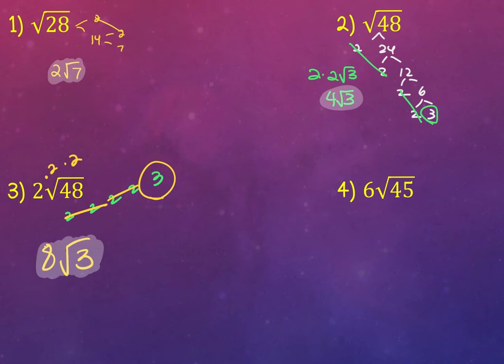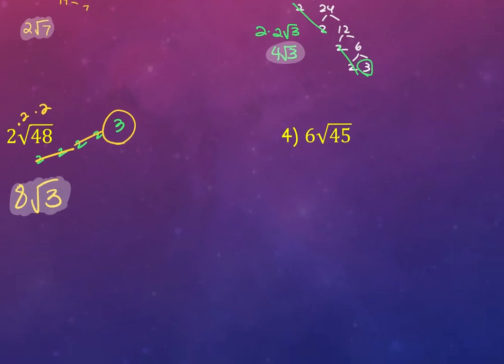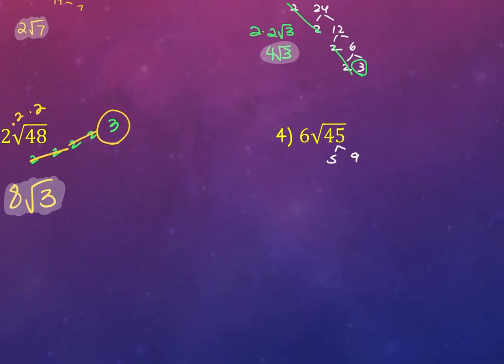So 45 would break down into what? 5 and 9. 9 is that 3 and 3. Bring out a pair of 3s, multiply it times the 6 that's already there, and I get 18 square root 5.